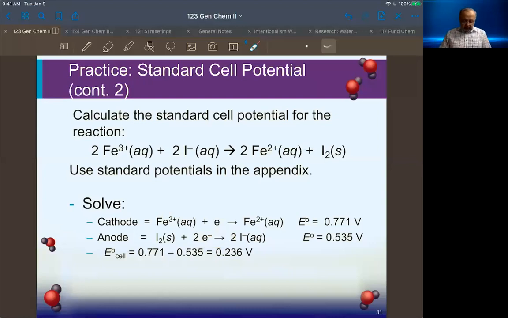And again, you can see that I used the minus sign. So that means I'm taking the reduction potentials of these two numbers and subtracting them. So if the book does that as well, then just be aware that for the anode, the reaction is backwards. So again, we subtract the 2 and we get the voltage for the cell.